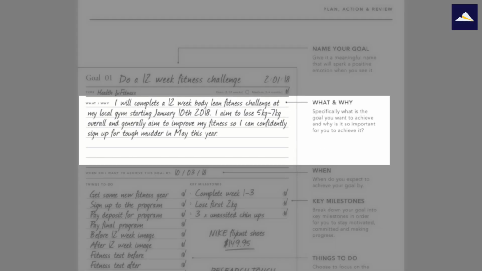So what and why. So the first part is obviously what is the goal. Again, the more specific you are, the better the chances of you achieving that goal are. You go into detail, right? And that's when you get excited about it. It's like, okay, this is what I want. I want to lose 5 kilos. I want to feel great. I want to put my trunks on and go to the beach and feel confident.